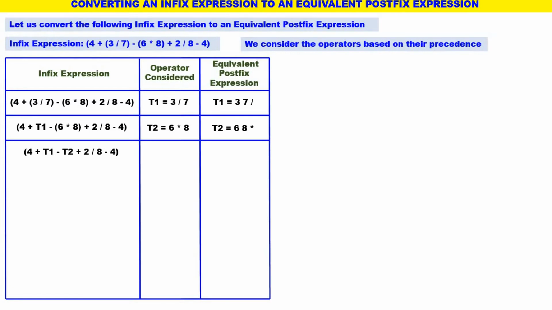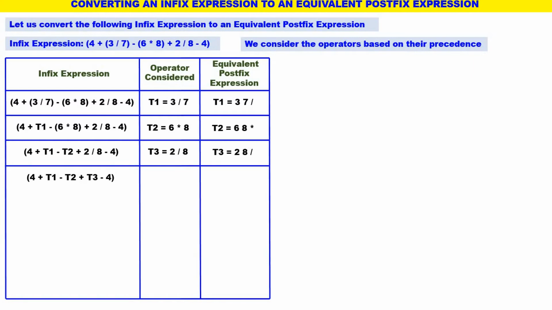Yes. Now you can just observe parentheses are not there. You have plus, minus, plus, slash and minus. Which has the highest precedence? Slash. Therefore we should consider 2 slash 8. Yes, T3 is equal to 2 slash 8. Yes, in the equivalent postfix it is 2 8 slash. That is divided symbol. Now instead of 2 slash 8 we should write T3.